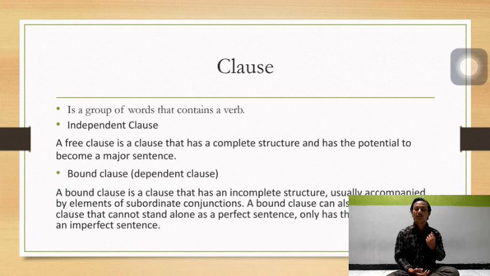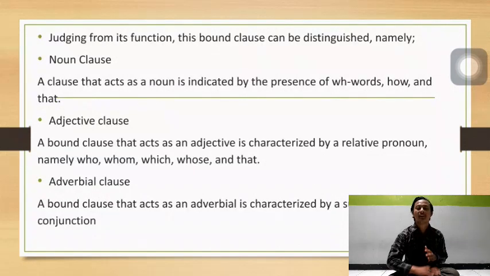But a bound clause, or we say dependent clause, is a clause that has an incomplete structure, usually accompanied by an element of subordinate conjunction. A bound clause can also be defined as a clause that can't stand alone as a perfect sentence, only has the potential to be an imperfect sentence.